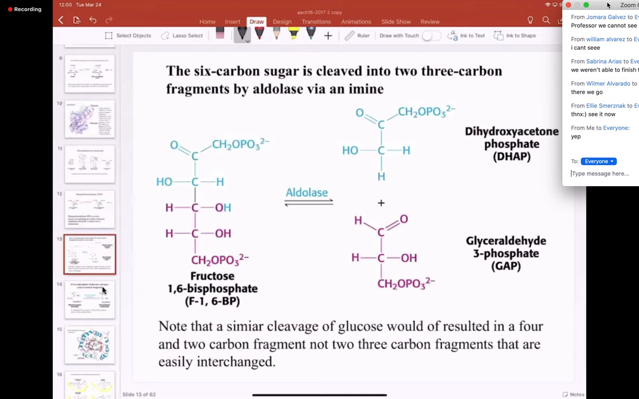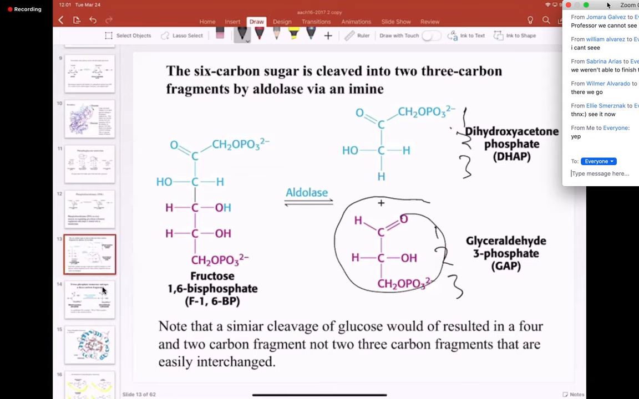Shown here is aldolase. Aldolase, in effect, catalyzes an aldol condensation. The aldol condensation would be the reaction going from right to left, because this is going from left to right. It is called a retroaldol, retro meaning backwards. The retroaldol reaction produces dihydroxyacetone phosphate and glyceraldehyde 3-phosphate. So it produces two 3-carbon fragments, 1, 2, 3, from a 6-carbon sugar.